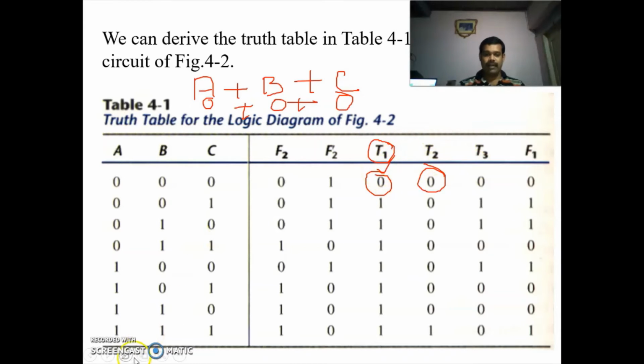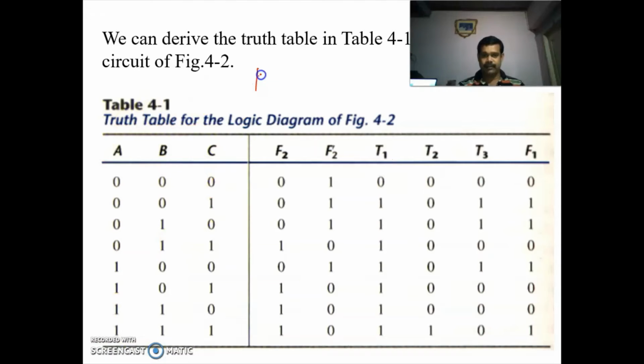Next we have to find out the value of T2. T2 is A into B into C. So 0 into 0 into 0 is 0.